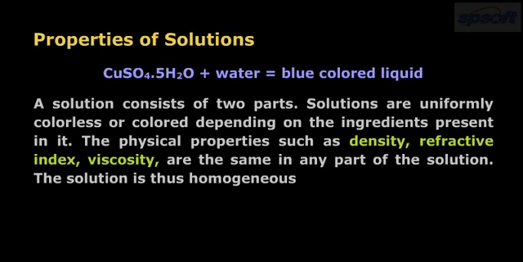A solution consists of 2 parts. Solutions are uniformly colorless or colored depending on the ingredients present in it. The physical properties such as density, refractive index, and viscosity are the same in any part of the solution. The solution is thus homogeneous.